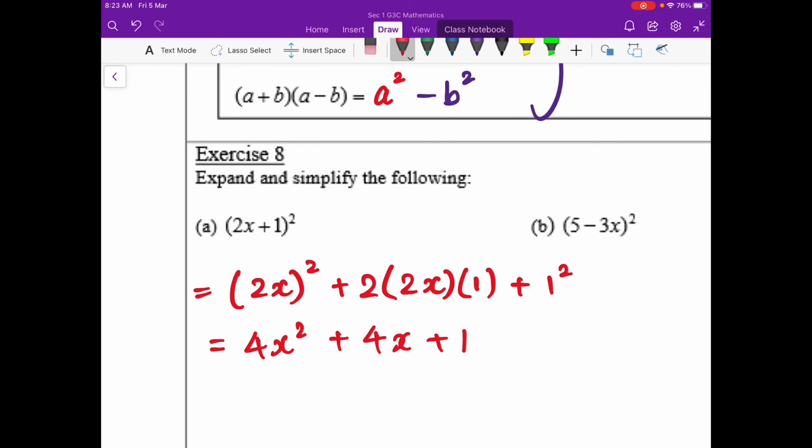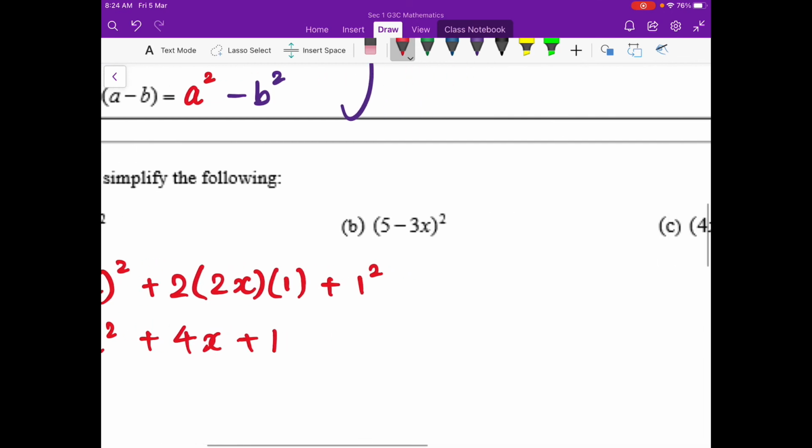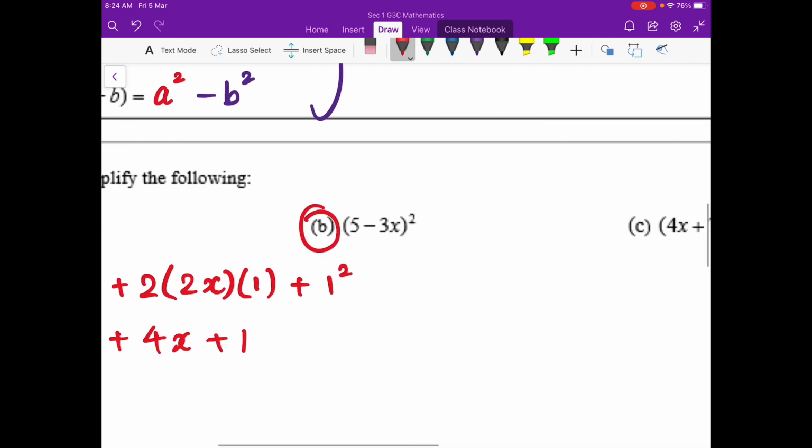This is expansion using the formula. So if you did not use the formula, you would have to write 2x plus 1 times 2x plus 1. Then you rainbow, you get 4 terms, then you combine. There will be 3 lines of work compared to these 2 lines. Okay, so try part B by yourself now. Part B. Use the formula that you have just copied down in the previous portion.